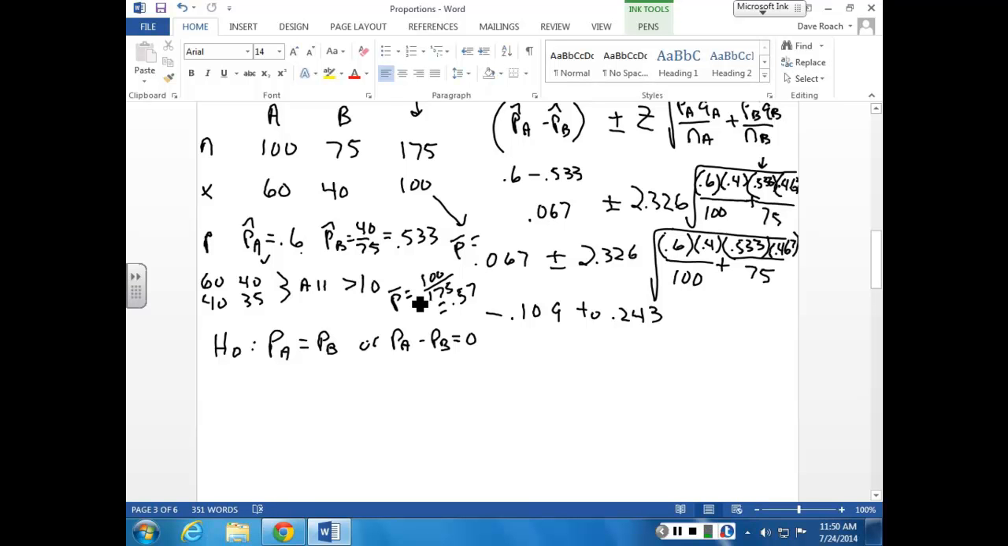Now, our HA was, we want to know if there's a difference. So HA is PA not equal to PB. You could put PA minus PB not equal to 0. I think most people understand this better, equal or not equal to. But on H0 I put this so when I draw the sampling distribution, it reminds me that the center of the sampling distribution is 0.